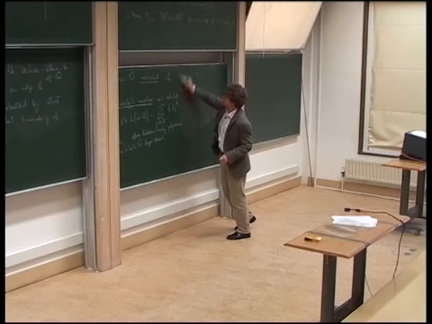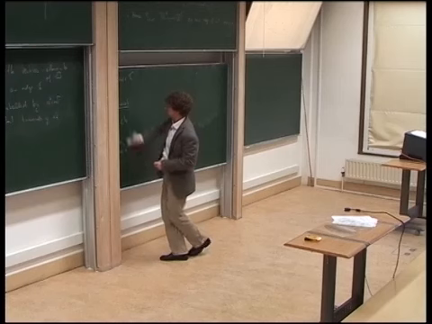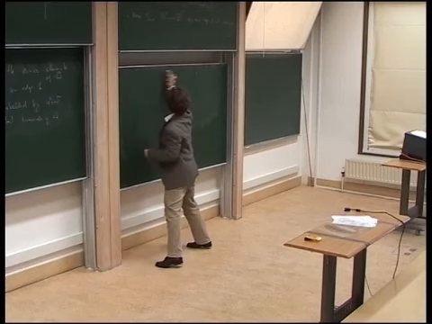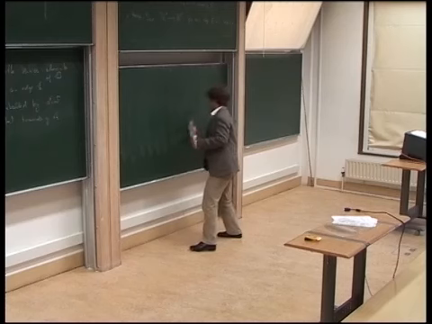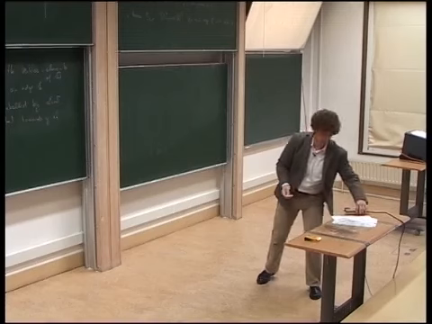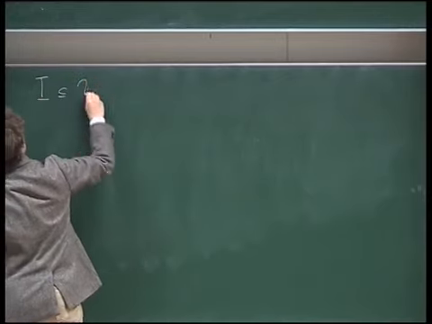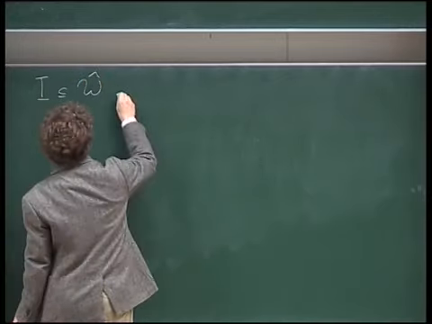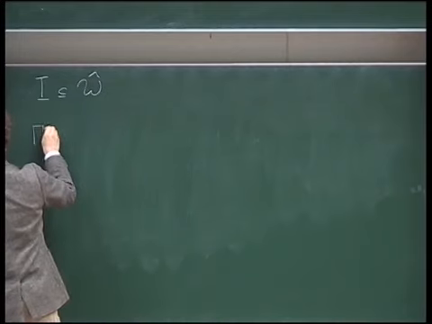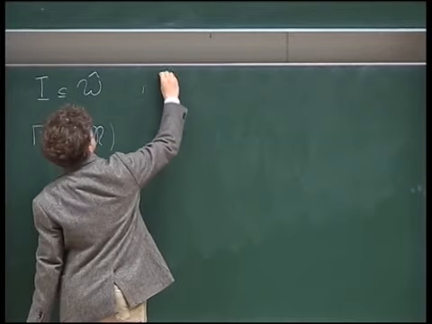Okay, so when there are sheaves, there should also be global sections or sections of such a sheaf, and the definition for a section of such a sheaf is very easy. If I is a subset, then we define gamma I M. So M is a sheaf.